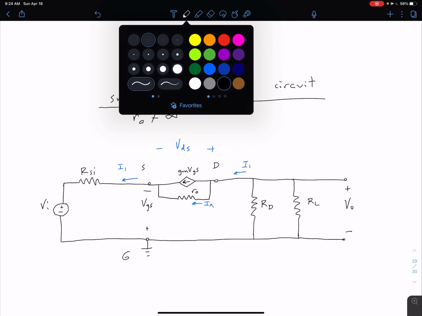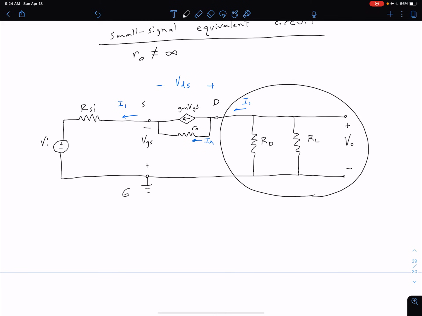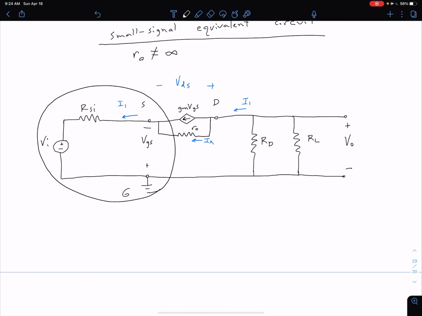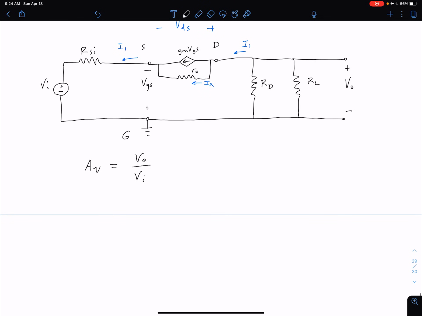Our basic idea, as always, if we're looking for a small signal voltage gain, is we're looking at the output side of the circuit, we're looking at the input side of the circuit, and we're trying to relate VI to V out. Ultimately we're looking for the small signal voltage gain, which is V out divided by VI. As we normally do, let's start by looking at the output side of the circuit.